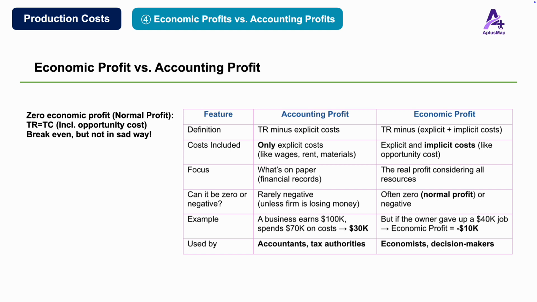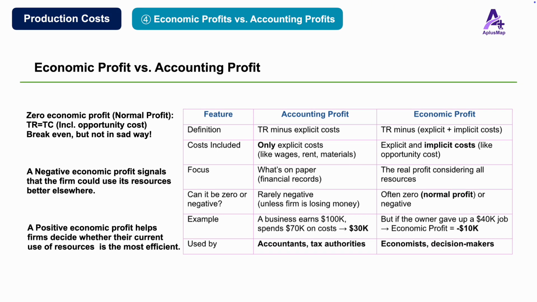Right. But a negative economic profit, like our negative $10,000 example, that's a signal. A signal to do what? A signal that your resources, your time, your money could be generating more value somewhere else. It's an economic incentive to potentially close this business and go back to that $40,000 job or find a better use for your capital. So who uses which profit?